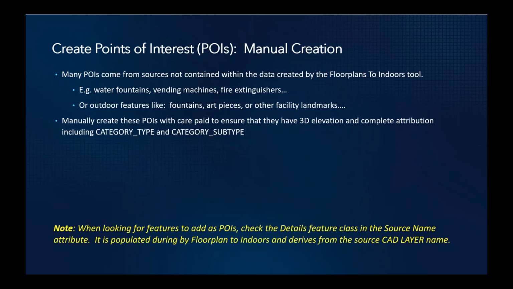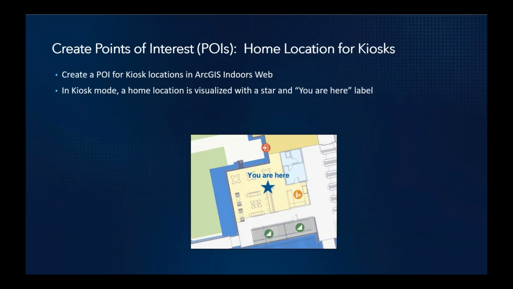If you manually create them, just make sure that the attribution is correct and they do have an elevation value, because that's what's going to snap it to the network data set that we'll create later. You'll need to create a point of interest for kiosks, for example, so you want that "You Are Here" symbol to show up in the right place. So that would be an example of manually creating a point of interest.